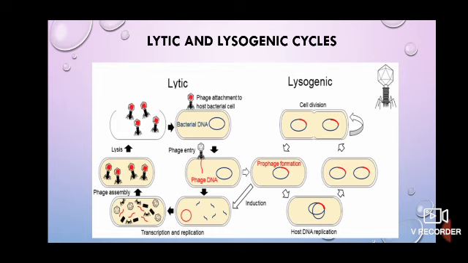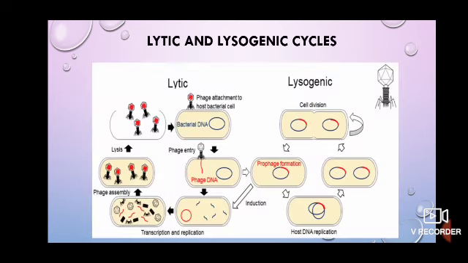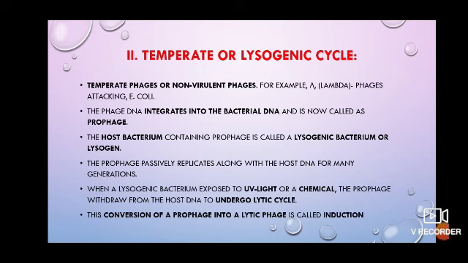So, in the lysogenic cycle, what happens? The temperate phages or non-virulent phages undergo the lysogenic or temperate cycle. Here the T4 phage DNA, the DNA of the bacteriophage, integrates into the bacterial host DNA, that is the E. coli DNA, and after integrating it is called a prophage.